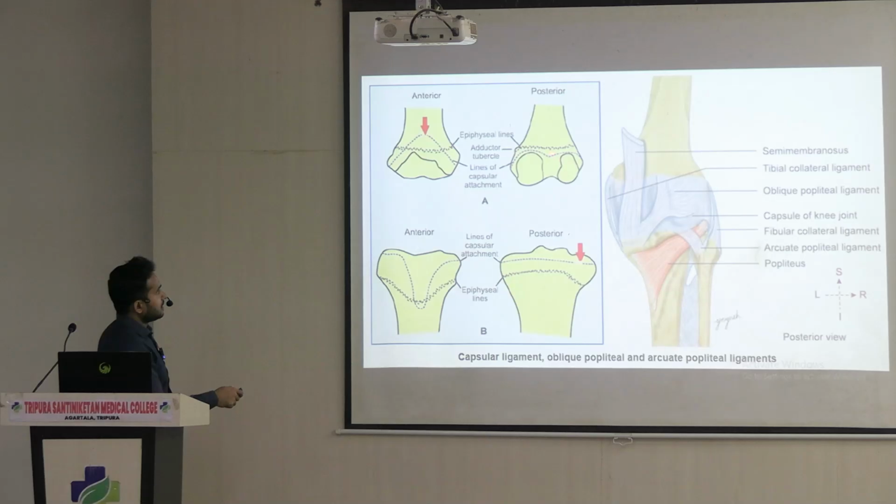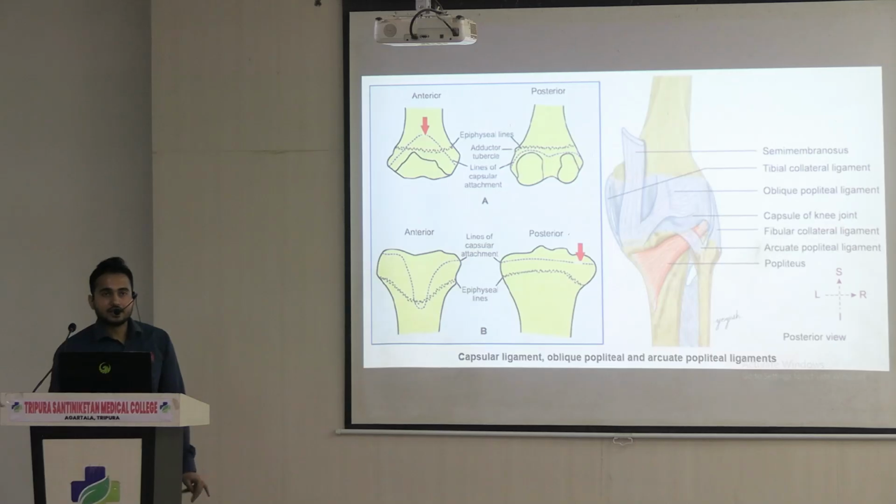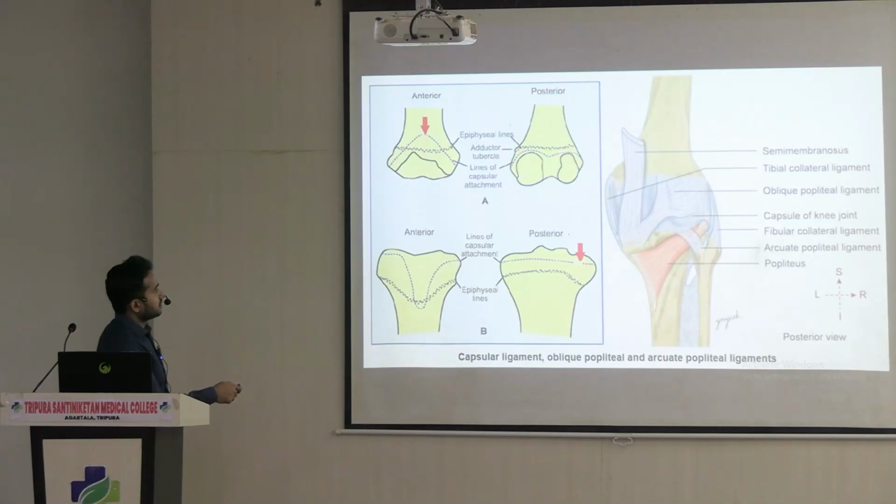Now if you see the posterior aspect, it is enclosing the intercondylar line and intercondylar fossa. So this is the intercondylar fossa, it is enclosing the intercondylar fossa. Now laterally it encloses the origin of the popliteus muscle. Okay, on the lateral aspect, it will enclose the origin of the popliteus muscle. So that is for the femoral attachment.